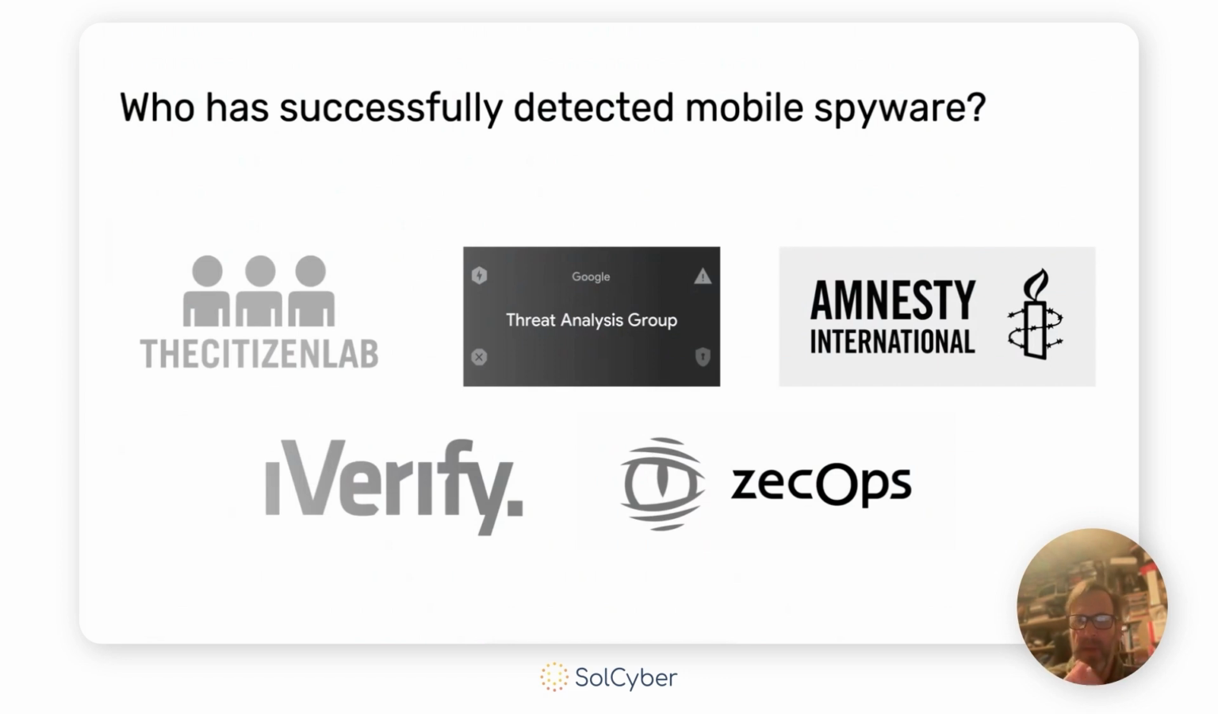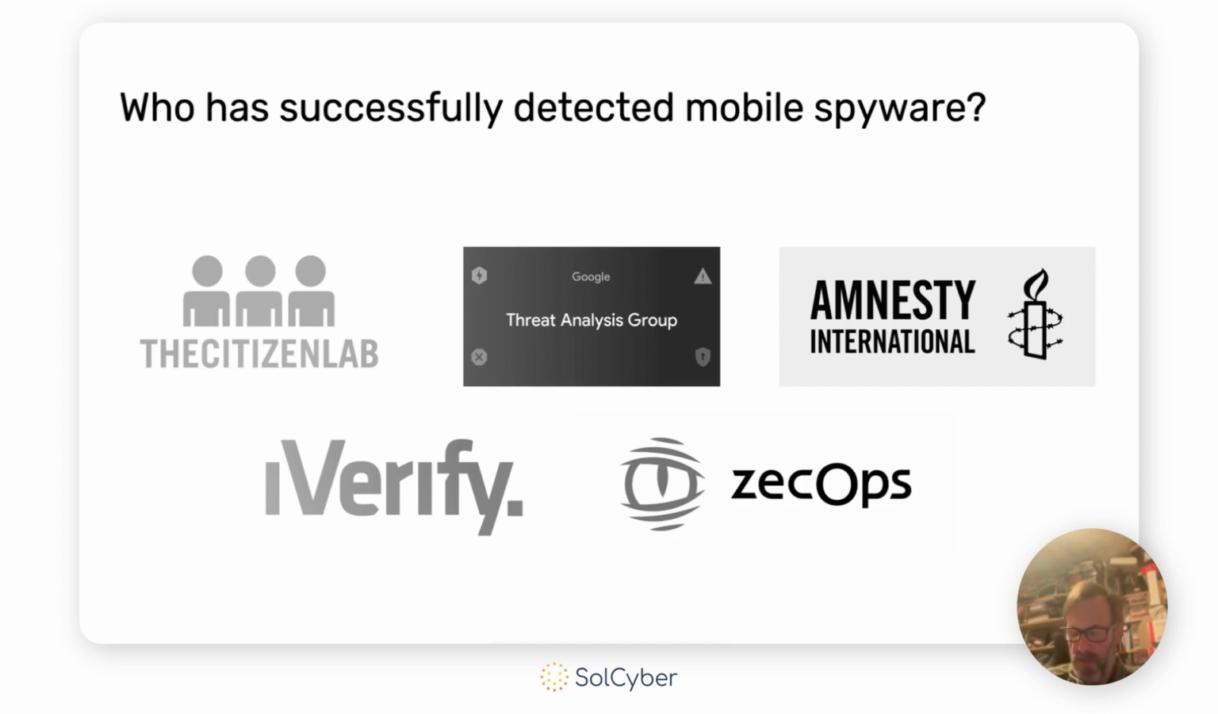So who's been out there and successfully detected mobile spyware? Well, the top three that are interesting: Amnesty International and Citizen Lab. These are looking specifically at civil society. And when you only look in one place, you think it's a problem only in one place. It isn't. It is a major problem there, absolutely, for NGOs, journalists, etc. But when you start looking elsewhere, you start finding it everywhere. And this is where iVerify comes in.